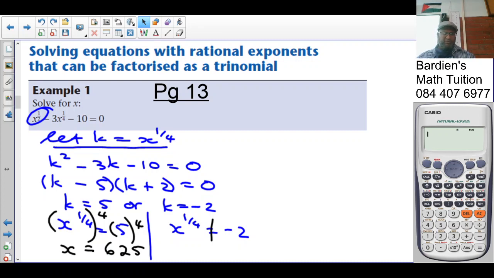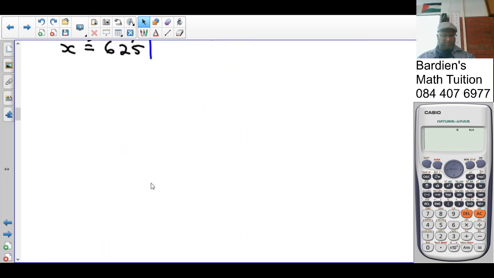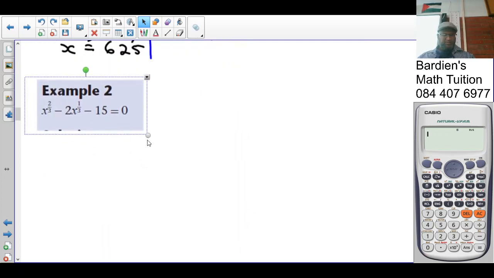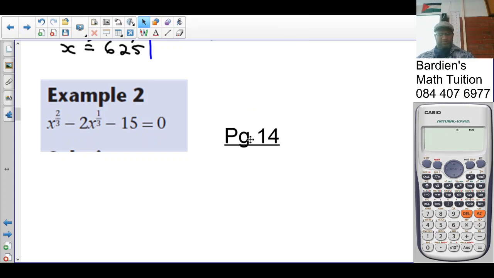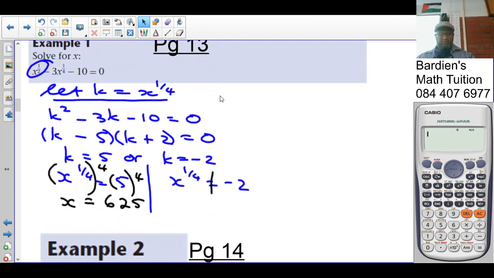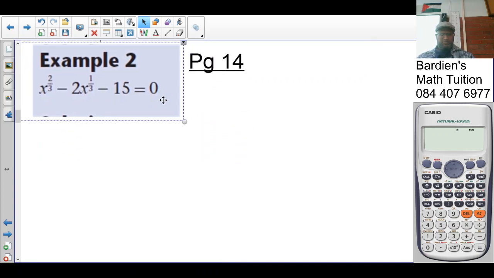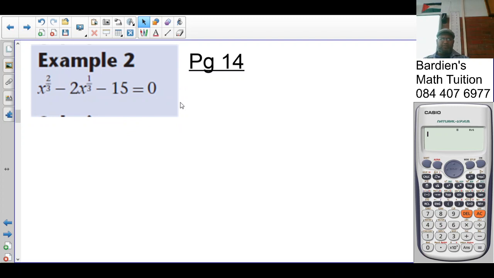Let's do another example. Example 2 on page 14. Okay, so this one we will work together.